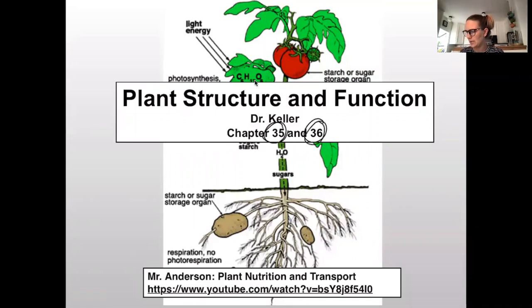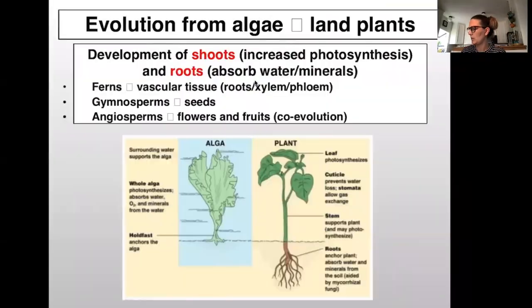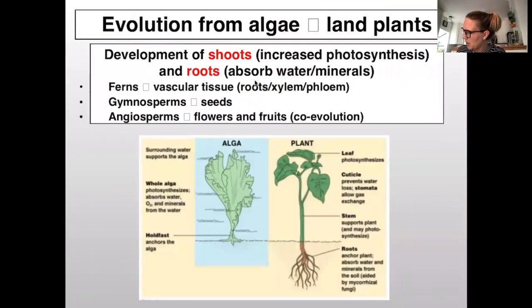Chapters 35 and 36. Mr. Anderson has some good info as well. So remember that, I think we already talked about this. Yeah, we already talked about how algae is the ancestor to land plants, right? And if we look at algae, again, it's supported completely by water. The whole algae is photosynthetic and it has a holdfast instead of roots.